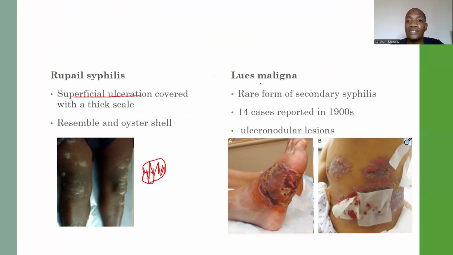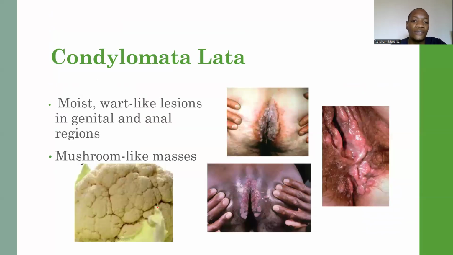Then you can also have what you call lues maligna. We said lues is syphilis, so lues maligna is a rare form of secondary syphilis. And up to date, when I tried to review the literature, about 14 cases have been reported. In this case, you get ulceronodular lesions that will look like any other ulcer on the leg. But when you take a biopsy and do dark field microscopy or direct immunofluorescence, you see spirochetes in the lesions. And when you treat with benzathine penicillin, they don't usually heal very fast.